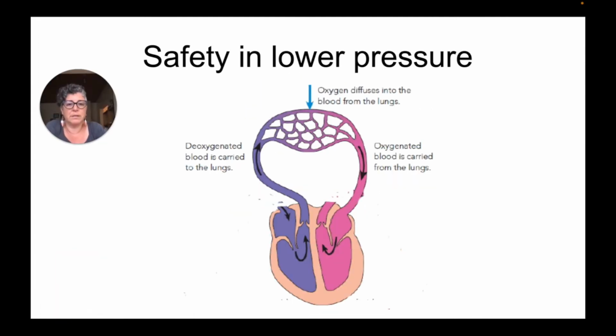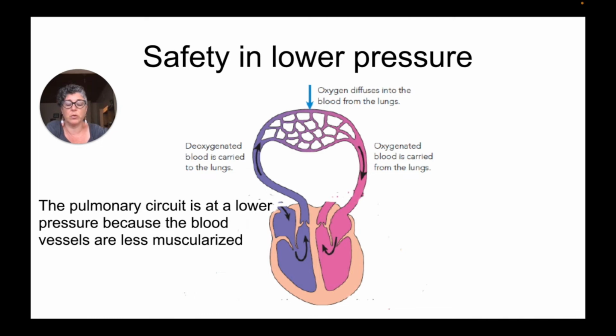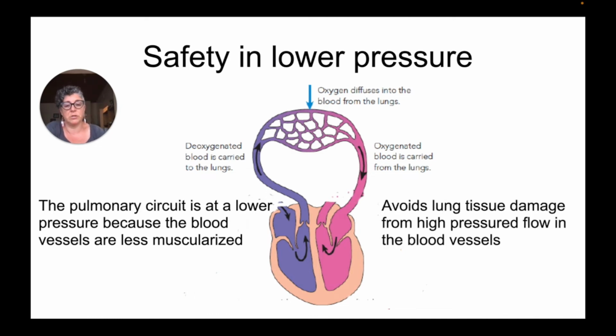The second advantage we want to talk about is safety in lower pressure. So in this particular scenario, we're talking only about the pulmonary circuit. That is the circuit, that part of the system that carries blood from the heart to the lungs and back to the heart. And so the pulmonary circuit is actually at a lower pressure because the blood vessels on that side of the heart are less muscularized. So there's less muscle, so there's less blood being pumped at any one given time.